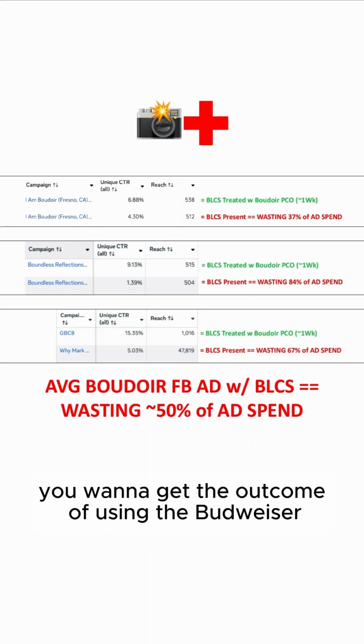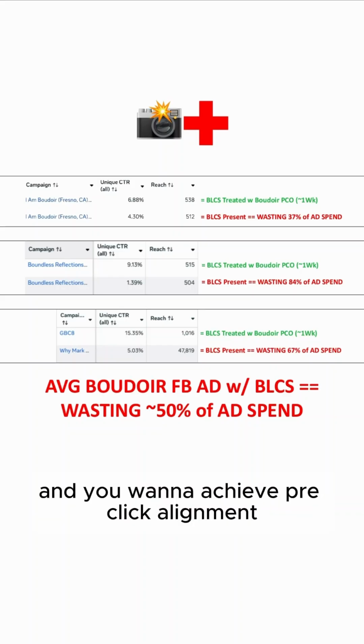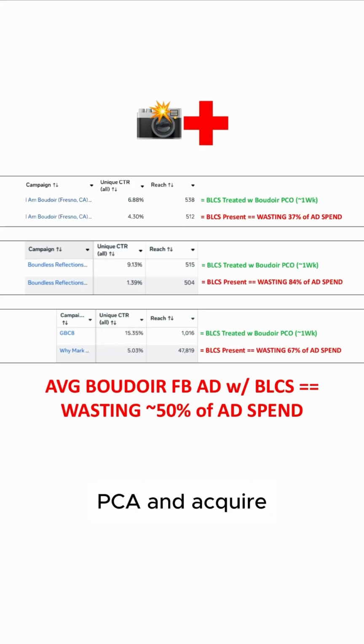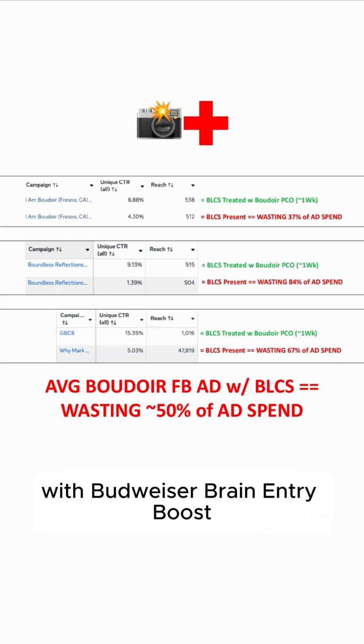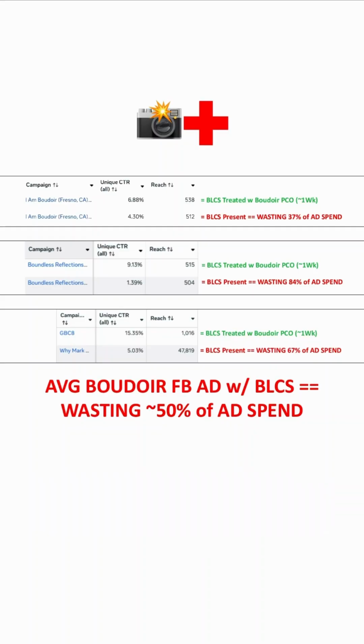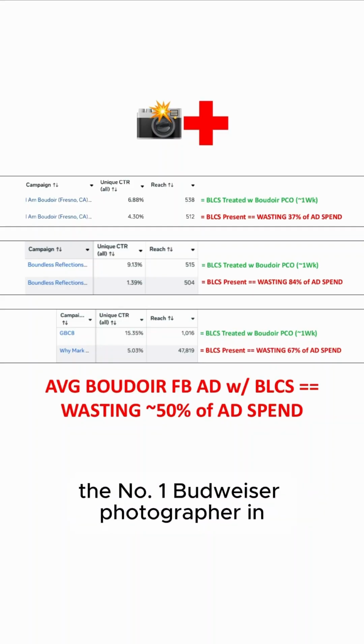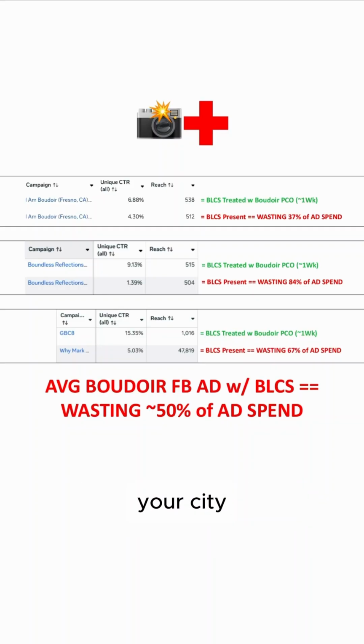You want to get the outcome of using the Boudoir Pico treatment, and you want to achieve pre-click alignment, PCA, and become a dominant Boudoir advertiser with Boudoir Brain Entry Boost, so that you can be on your way to being the number one boudoir photographer in your city.